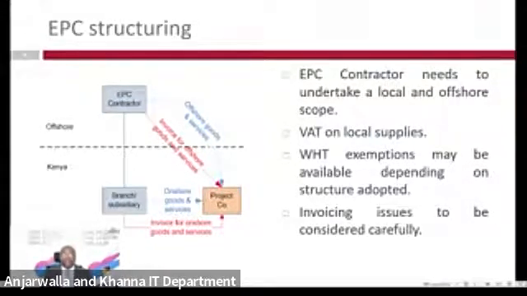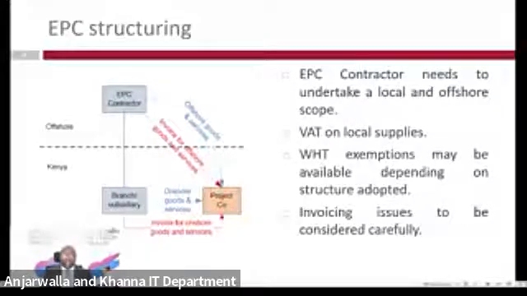But at the same time, there will be a team outside of Kenya undertaking key services such as design. It's the team that will probably source some of these parts and ensure that there is a seamless integration between what is being done offshore by the offshore team and by the local team, and that the project company ultimately gets its project on a turnkey basis.